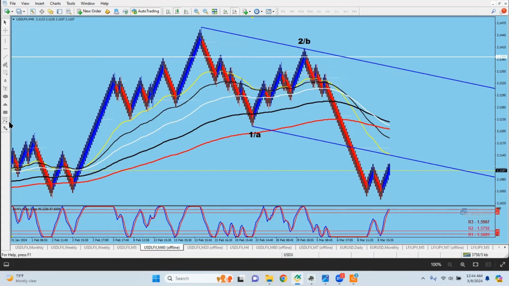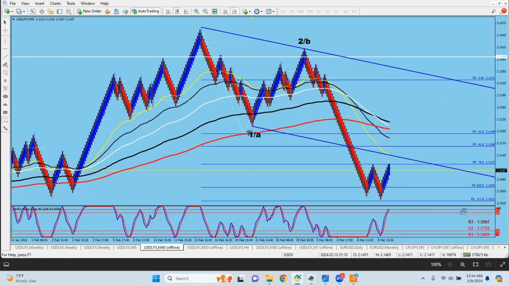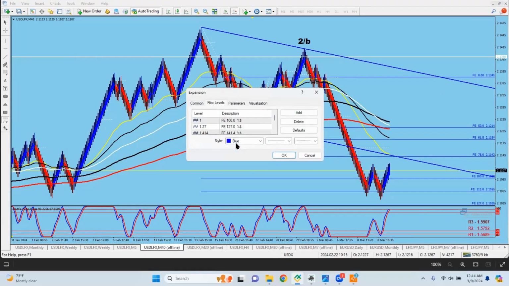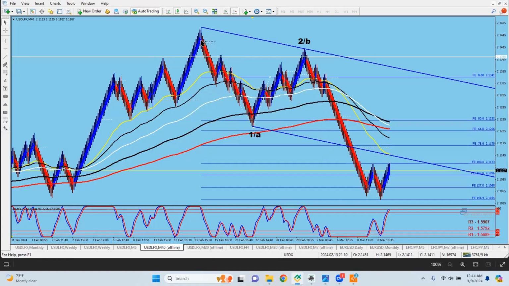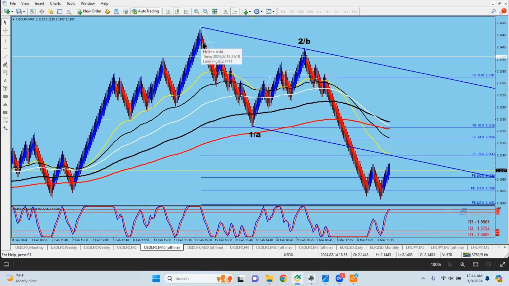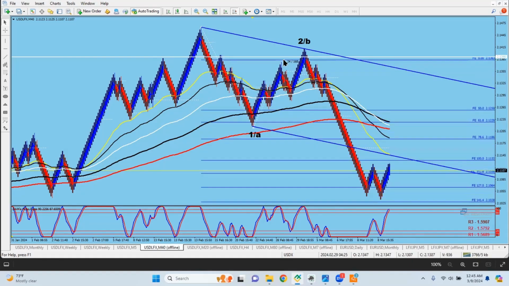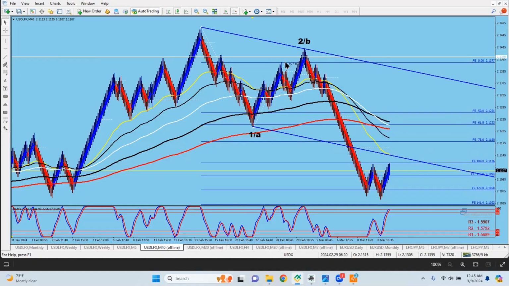Then how much is it? We want to know how much, the size. So for this Fibonacci expansion, we use 3 points. The point number 1 is here, the starting point of wave 1. The second point is the ending point of wave 1, because the subject is wave 3 compared to wave 1. So we are measuring how much is wave 1. And then the third point, we will put where wave 3 starts, and we will see where it ends up compared to wave 1.